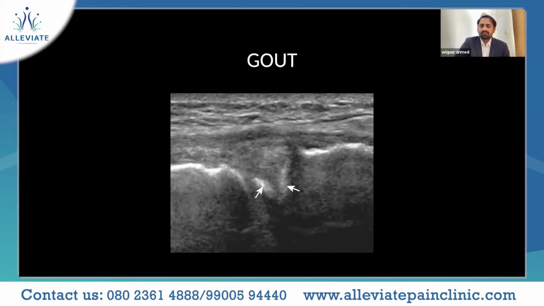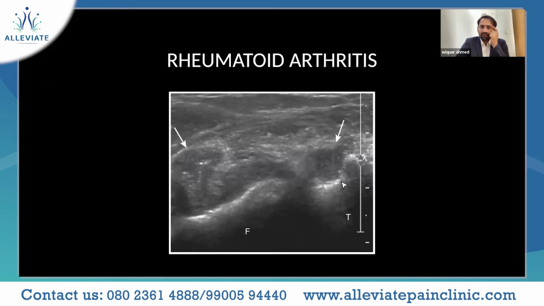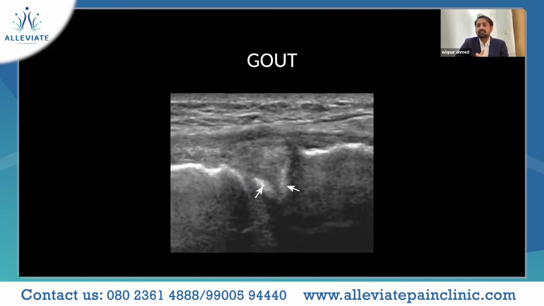Gout, again, crystal-based arthritis. Here you can see that the tophi can be seen anywhere, but in this case, the monosodium crystals are seen in the meniscus body. It can also be seen in the popliteus tendon or near the MCL. It can be visualized. So again, what you need to differentiate is between two things, that is gout and pseudo-gout. Pseudo-gout is chondrocalcinosis, in which you have calcium deposition in your hyaline cartilage. These two things you need to actually differentiate.